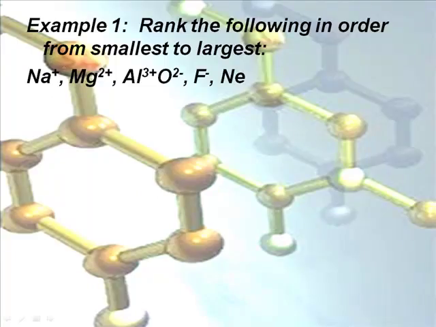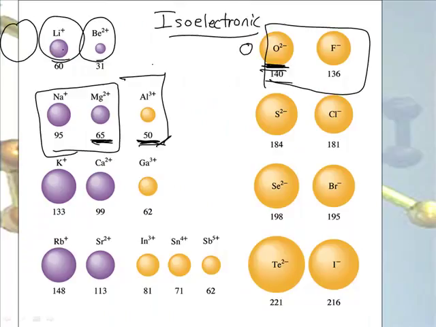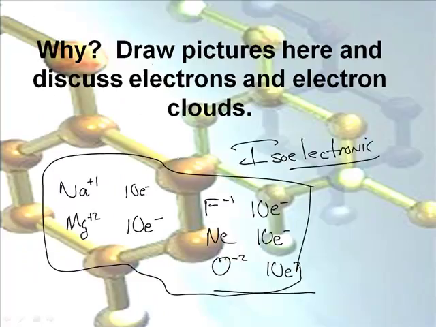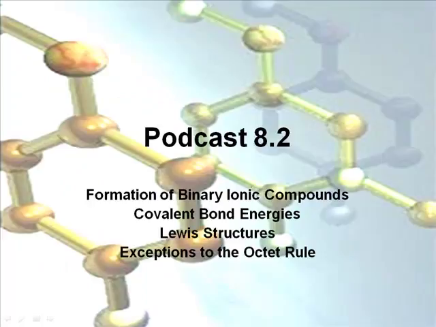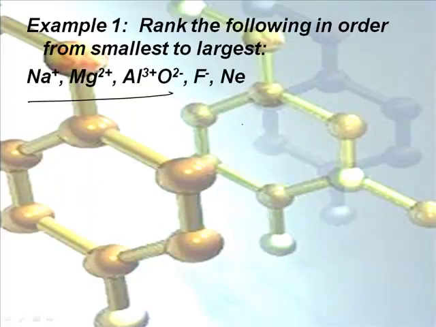Rank the following in order from smallest to largest. These are the ones we just did, so let's go back and rank those. Who would be the smallest to largest? Smallest would be magnesium, because it has the most positive charge. Then sodium would be number 2, then neon number 3, then fluorine, number 4, and then oxygen, number 5.